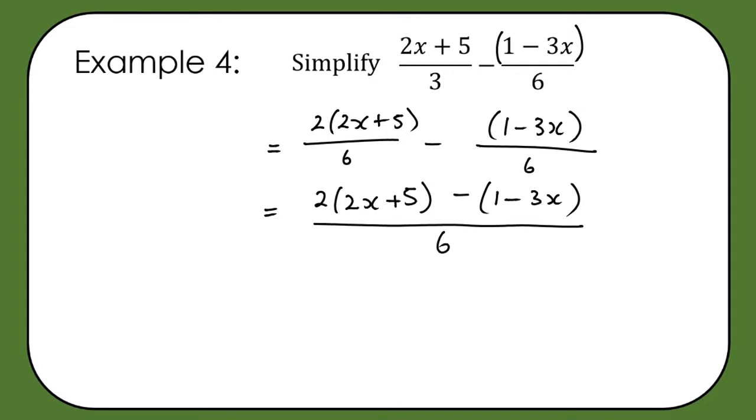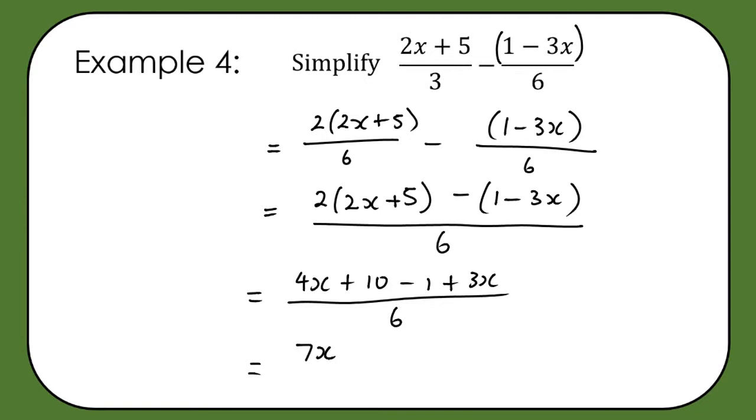Alright, so now let's expand and simplify the numerator. So we've got 4x plus 10 minus 1 plus 3x. There's where you're likely to make the error. Collect like terms, we've got 4x plus 3x is 7x. 10 minus 1 is 9, all over 6. The numerator can't be factorised, so there can't be any common factors between the numerator and denominator, and so we are in simplest form.